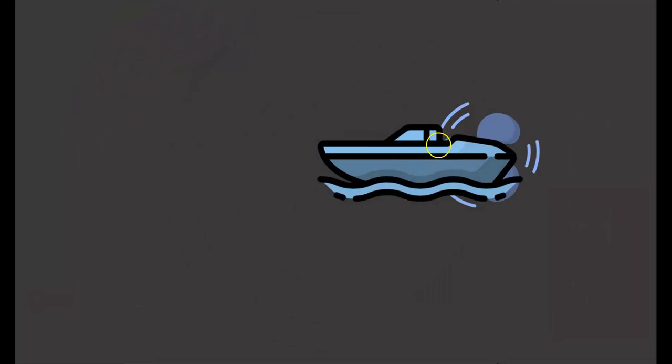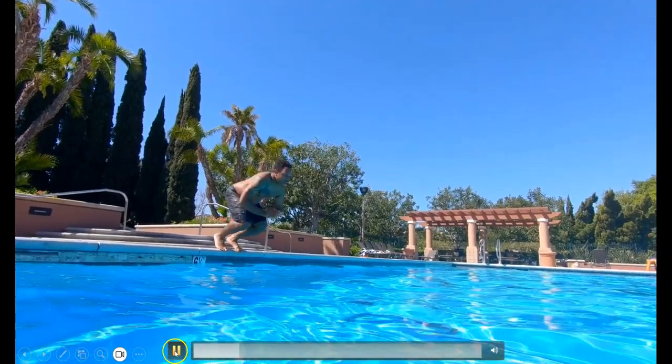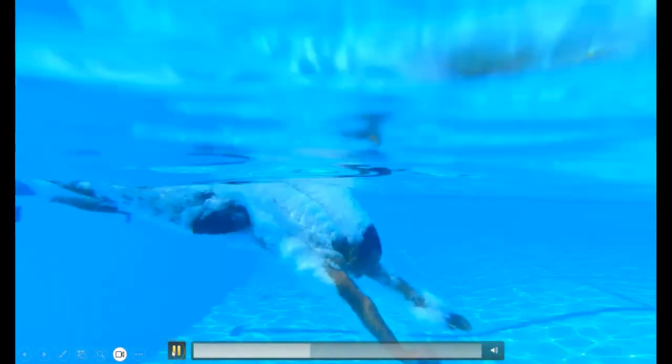We have here a boat that uses propellers to push water backwards in order to move forward. Note that according to Newton's third law, when the propeller of the boat exerts a force of 3000 Newton to push the water backwards, there is an equal and opposite contact force acted by the water on the propeller. This is a forward force on the propeller due to the water. It is not the resultant force on the boat.